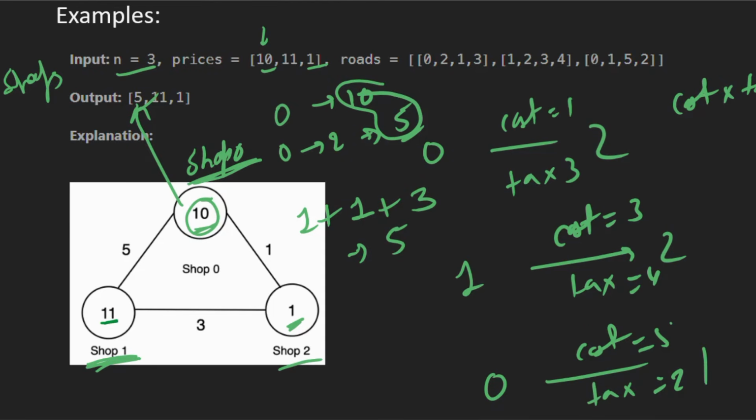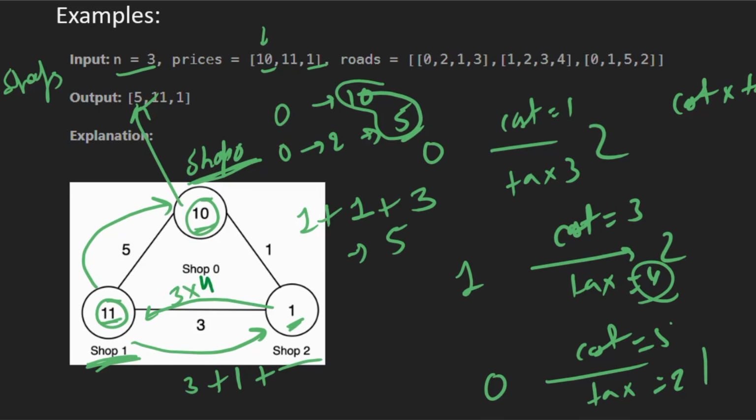If we buy directly at shop number 1, then the cost is 11. But what are the other options? We can go from 1 to 2 and then buy, or we can go from 1 to 0 and then buy. If we go from 1 to 2, the cost will be 3 for going, then 1 for buying, and then for coming back: what is the tax between 1 and 2? Tax is 4. So the coming back cost will be 3 into 4, which is 12. So 12, 13, 14, 15 and 16. So this cost of going from 1 to 2 and then coming back is 16, which is greater than 11. So we ignore this path.